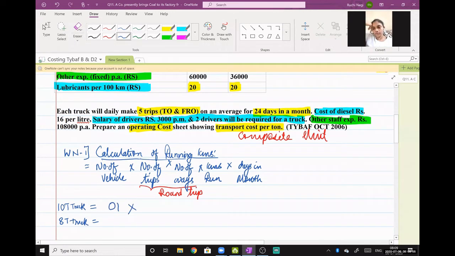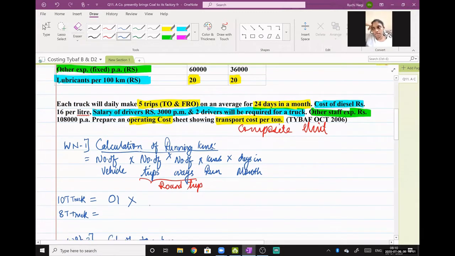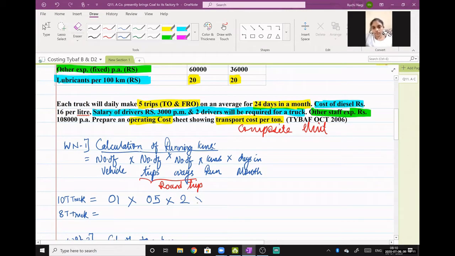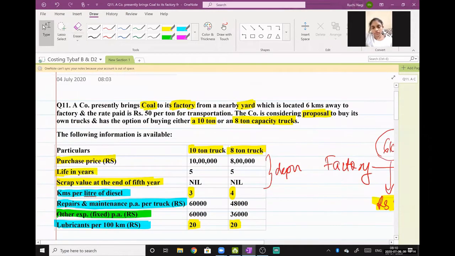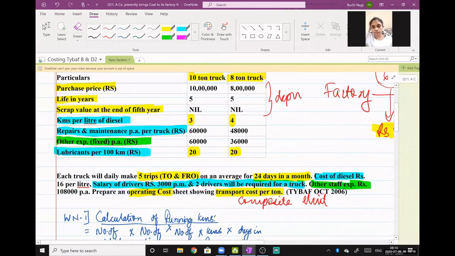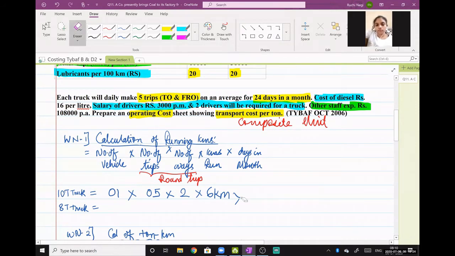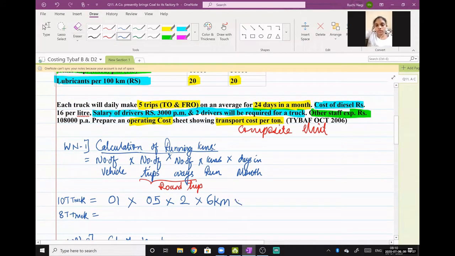Into number of trips. How many trips are there? 5 round trips, to and fro. That means return journey. So number of trips is 5 and it's a round trip, so we are going to take into 2 also. Into kilometers run. How much are kilometers run? 6 kilometers. Into days in a month, which is also mentioned in the question: 24 days in a month.